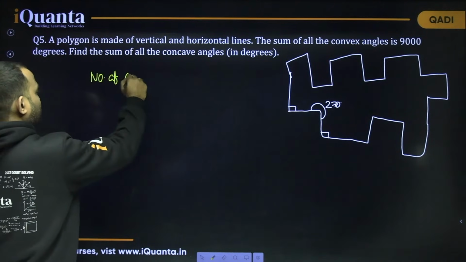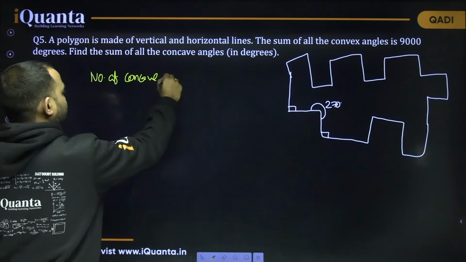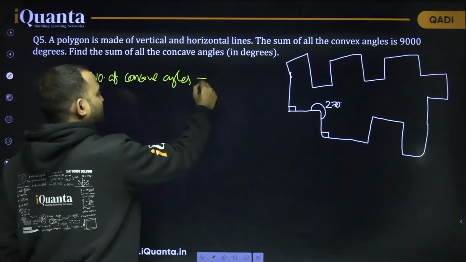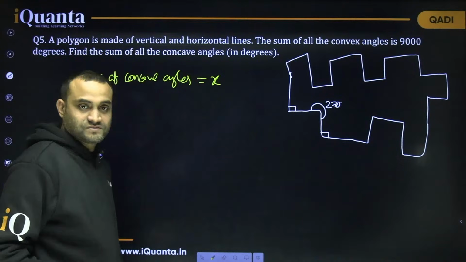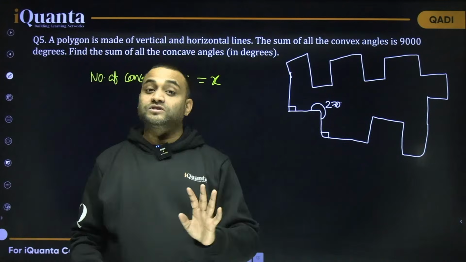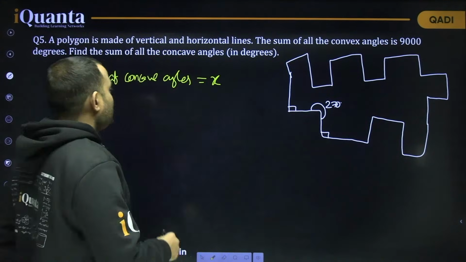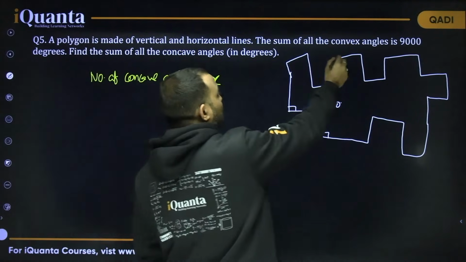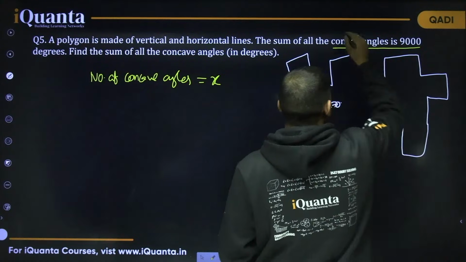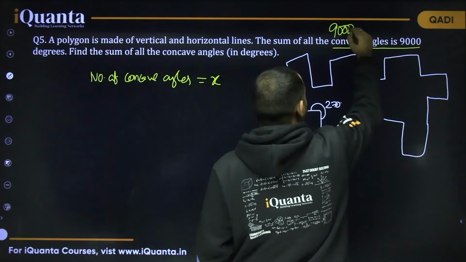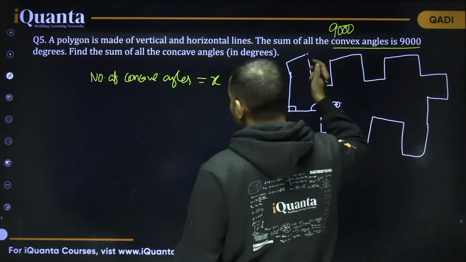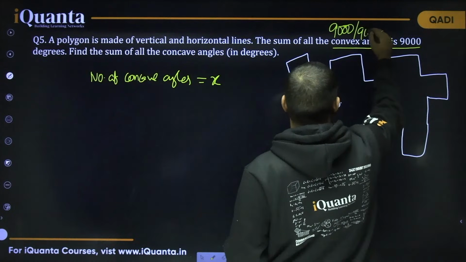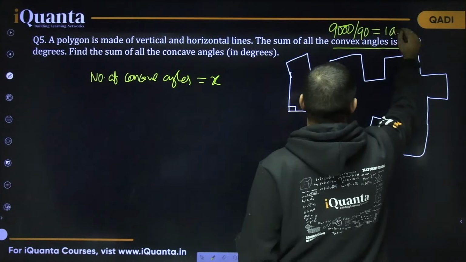Number of concave angles will be equal to x, right. All of these angles will be 270 degrees. So, what we can say, if the sum of all convex angles is 9,000, each convex angle will be 90 degrees, so the number of such vertices will be 100.